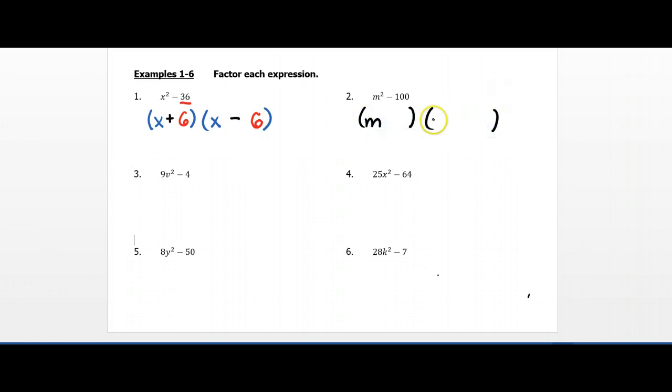I'll put an m here and an m here as my first terms, and then for my second terms, the square root of 100 is 10, so this will be m minus 10 times the quantity m plus 10.